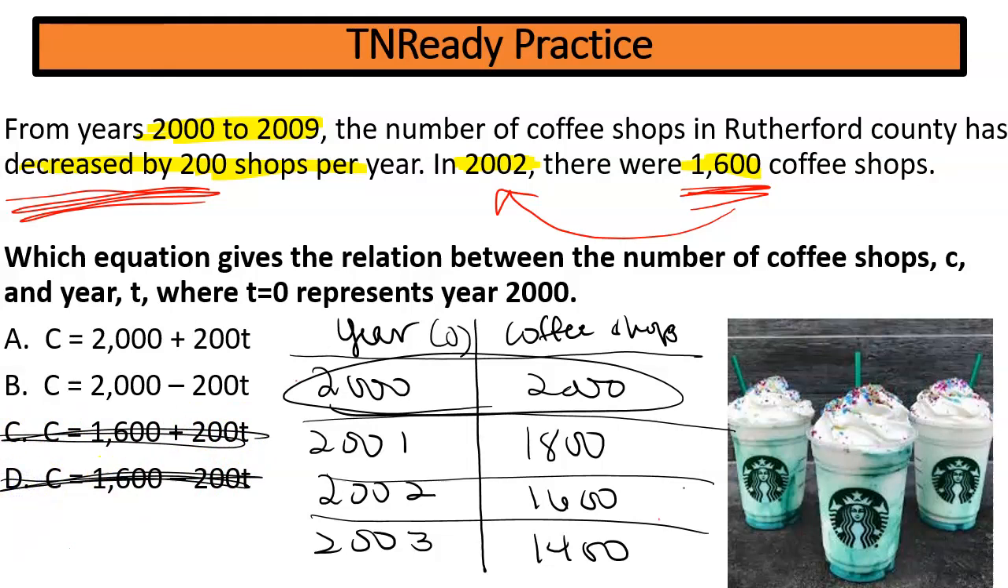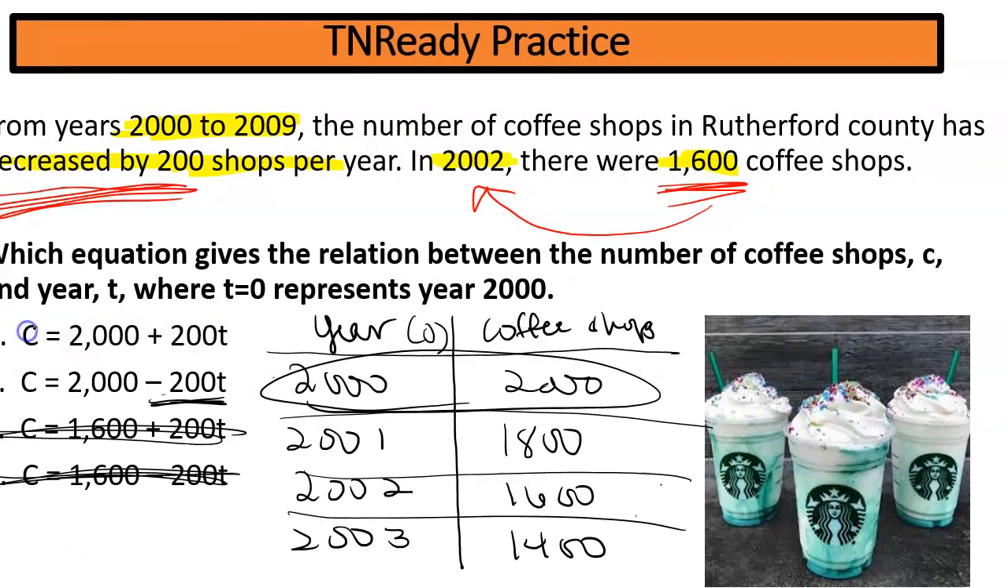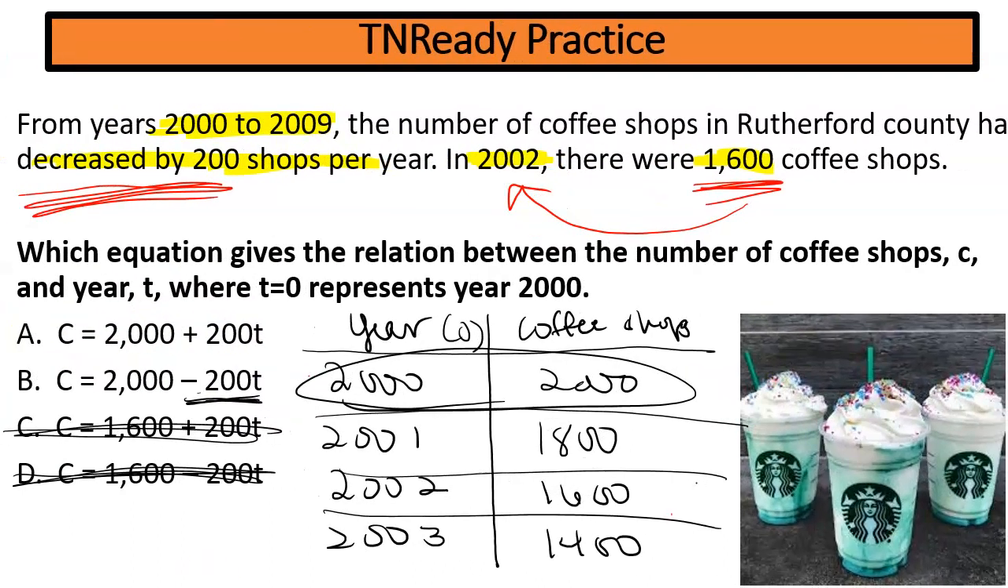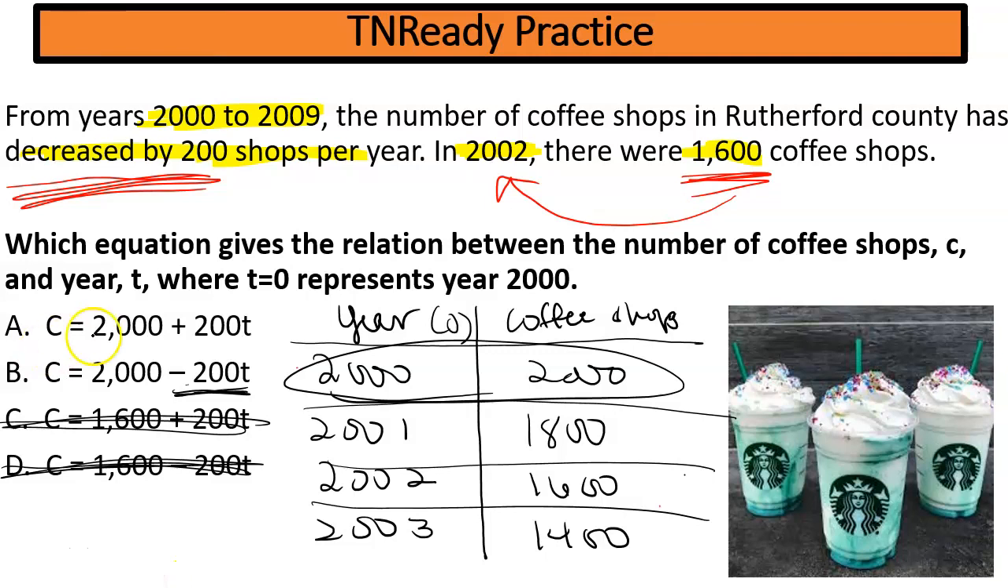Now all I need is my rate of change. My rate of change is 200, and specifically it's decreasing 200, meaning negative 200. So that gets rid of A. All right, let me move this back. There. That gets rid of A and leaves us with B. In 2000, we had 2,000 coffee shops, and we lost 200 every year after.